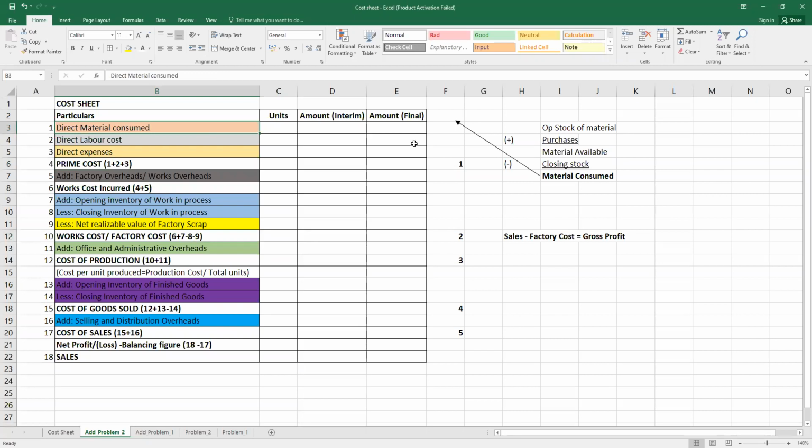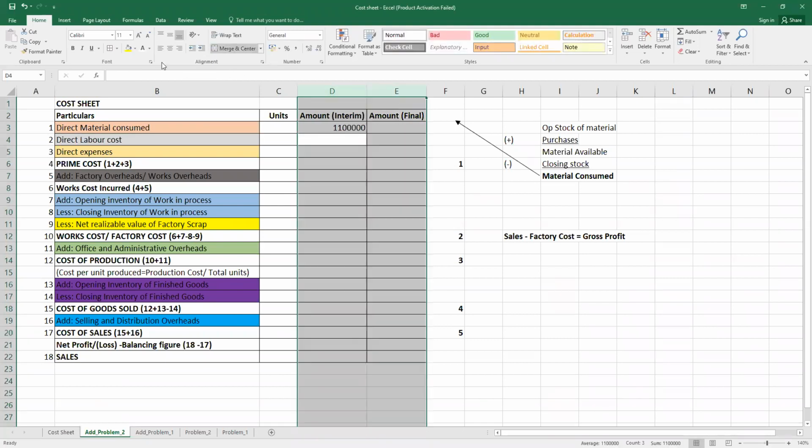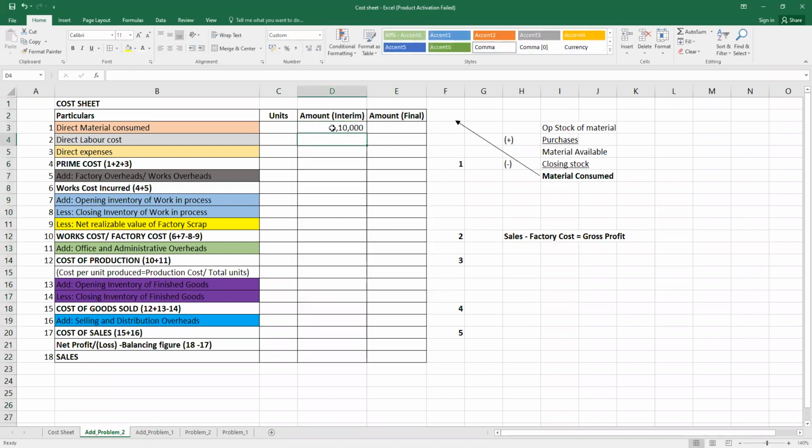Chalo, let's begin. So what is the first element? It's a material used in manufacturing. It means it is a direct material of 1,10,000. So here we will directly write into the interim column, that is 1,10,000. Done. Then material used in the primary packing 20,000, as already discussed.